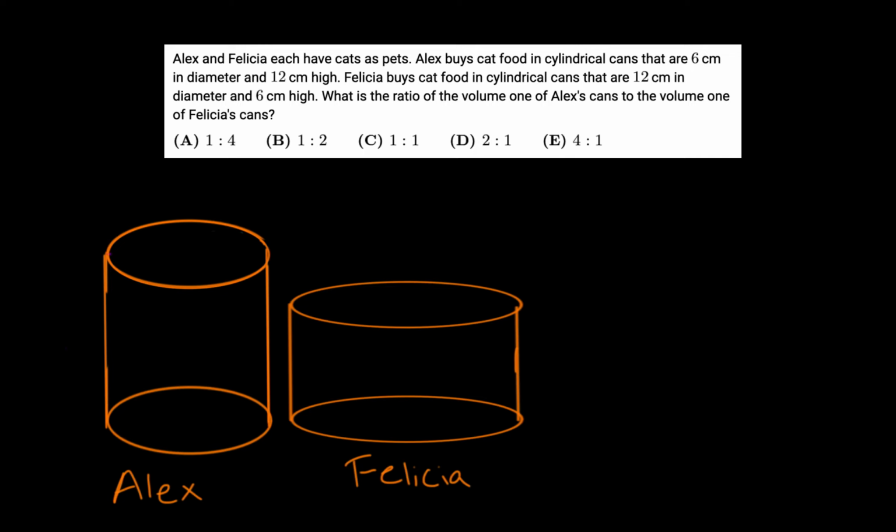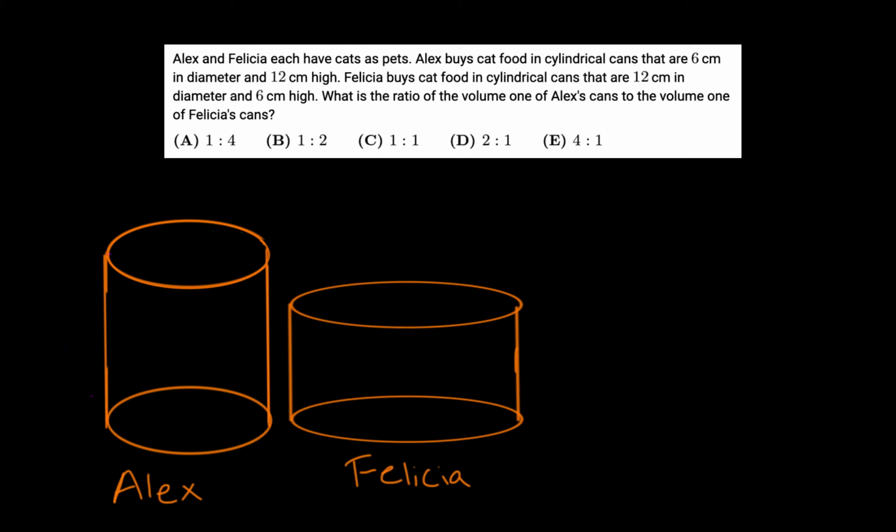So I've drawn little rough sketches of our different cans, and our first instinct here might be to calculate the volume of each of the cylinders and then find the ratio, but we really don't need to do that, and here's why.